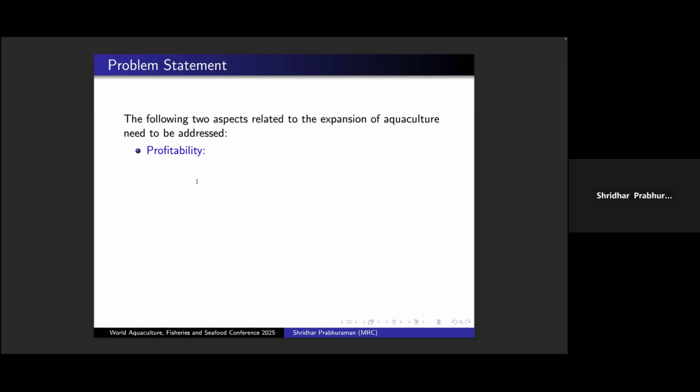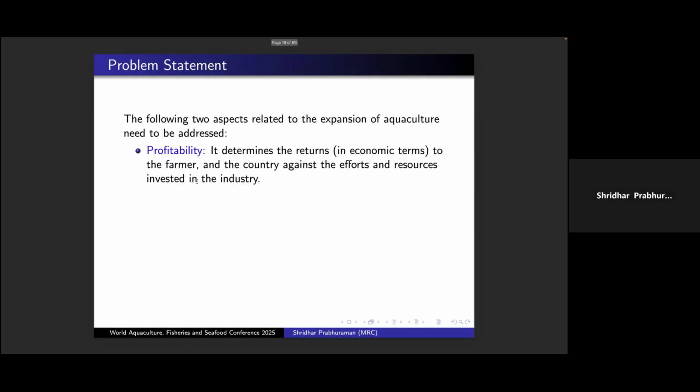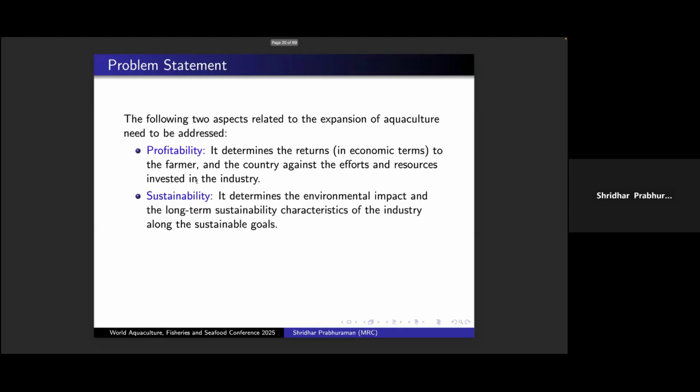So whatever aquaculture aspect we take into consideration, there are two primary aspects that we need to fulfill in the overall model that we are building. One is profitability, and the other is sustainability. Profitability in the sense that a farmer who is performing shrimp cultivation needs to have an economic gain out of the work that they do. And the same goes for the country that is putting in the efforts and investing resources in this particular industry. The second aspect is sustainability.